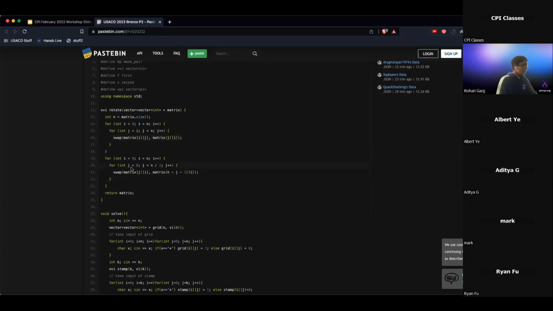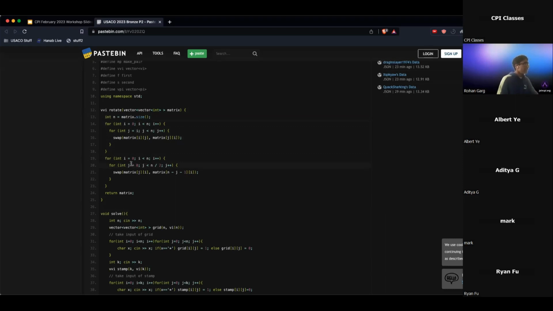The first part of my code is a function to rotate the original stamp. Essentially, we first find the size of the stamp, using matrix.size. Then for each of the indices where the y coordinate is greater than or equal to the x coordinate, we swap it with the respective element if you flip it around the center, so ij goes to ji. But the problem with this is the elements in the first half get swapped incorrectly.